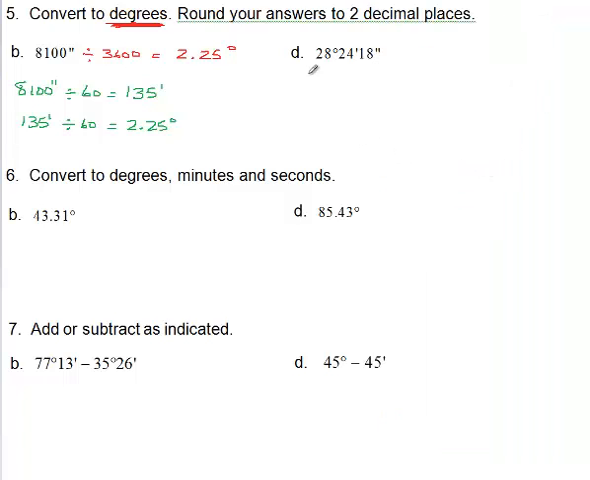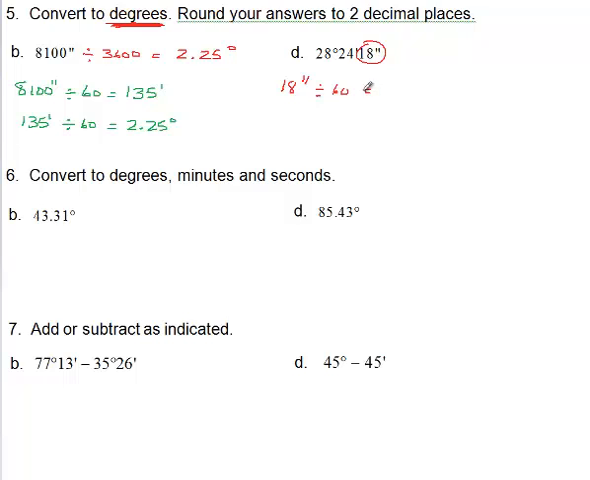The next one is 28 degrees, 24 minutes, 18 seconds. If we do it by hand, we have to do two steps here. First, I'll take just the seconds and convert that to minutes. So I'll take 18 seconds and divide that by 60. Let's see what we get. 18 divided by 60 is 0.3.